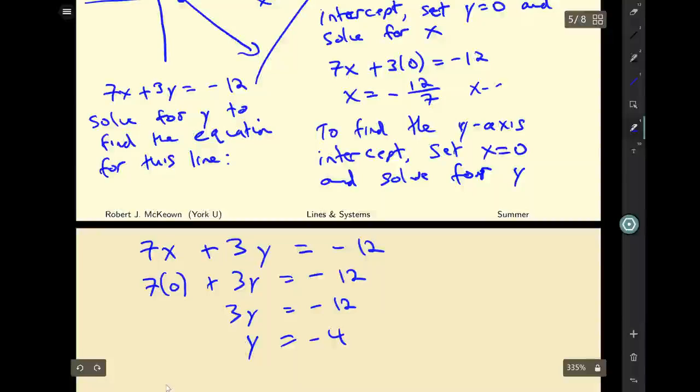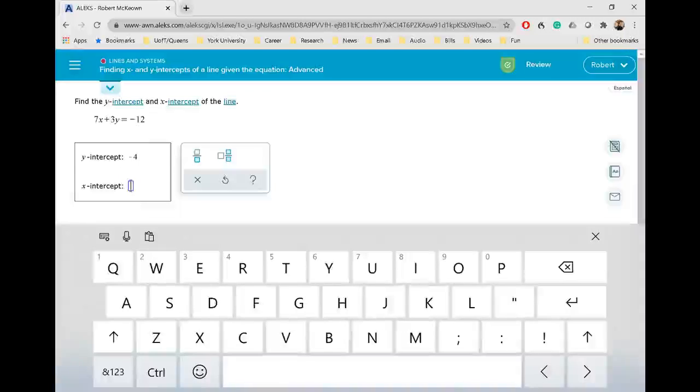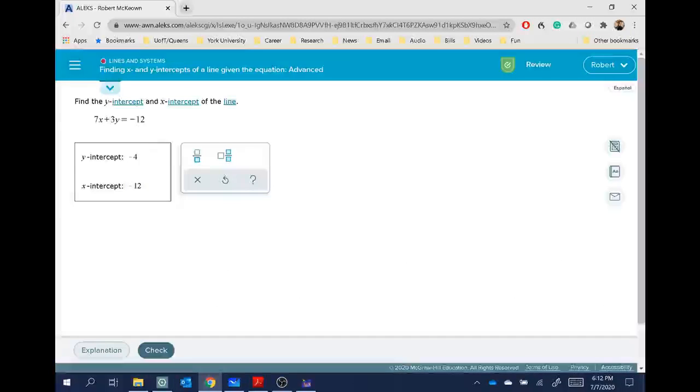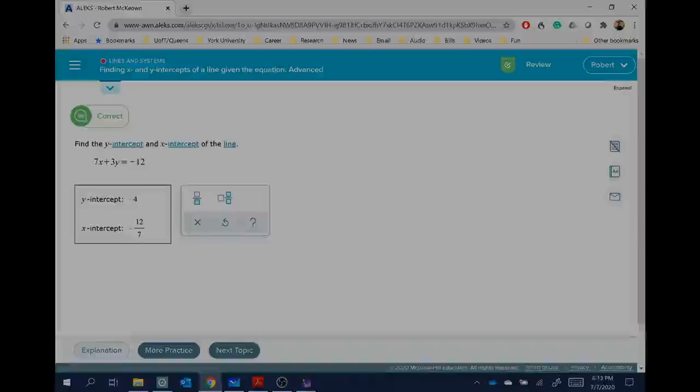So this is my x-axis intercept, and this is my y-axis intercept. Here we are on ALEKS. The y-intercept is negative 4, and the x-axis intercept is negative 12 over 7. And let me just double check that. And let's see if we have the right answer. And we do. So we successfully found the y-intercept and the x-intercept for that equation.